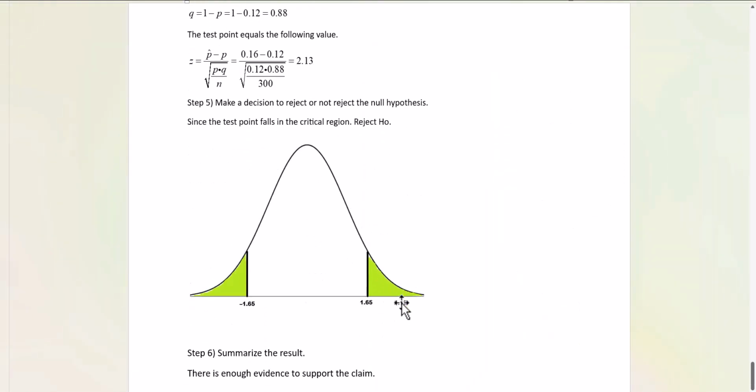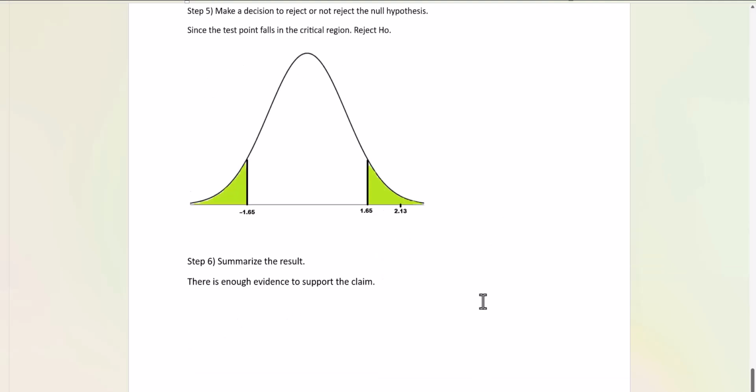And that will fall in the critical region because it's to the right of our critical value. We reject H naught and we state that there is enough evidence to support the claim. So that's a review of all the major tests that we covered for the hypothesis testing of one sample section. Thanks for watching.